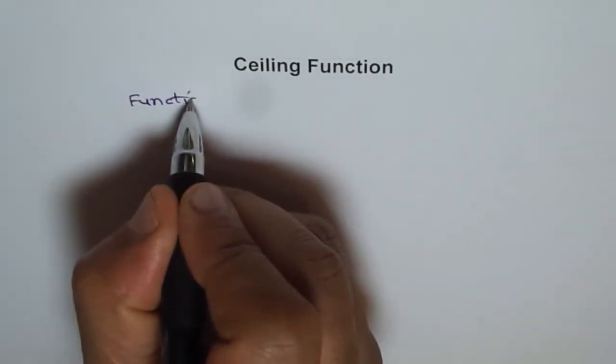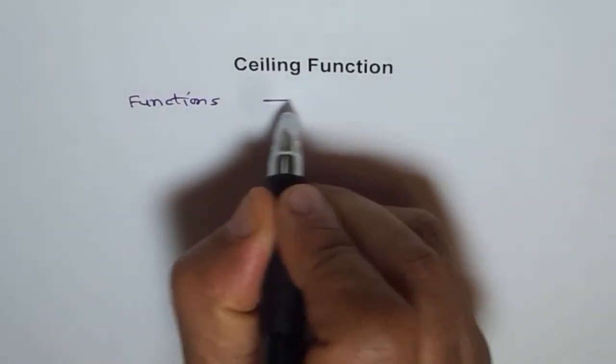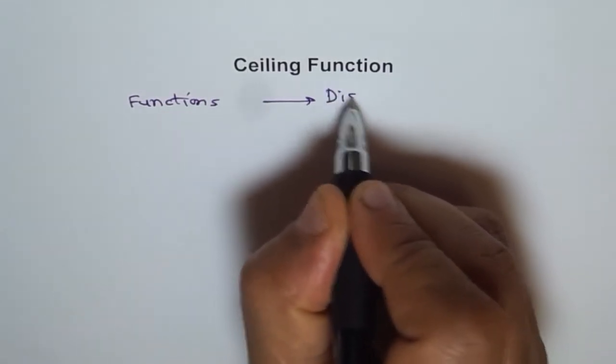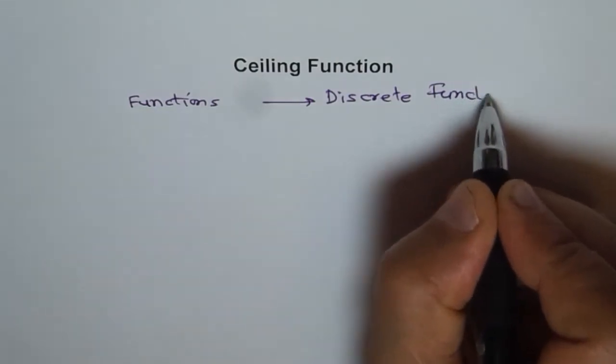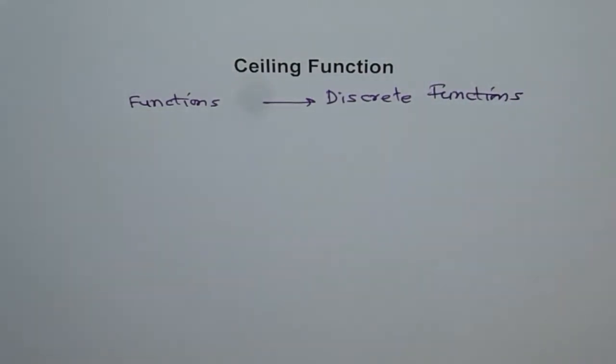Ceiling function, from where does it come? Well, as we are moving from the general functions we've been talking about so far to discrete functions, right? What change do we see?